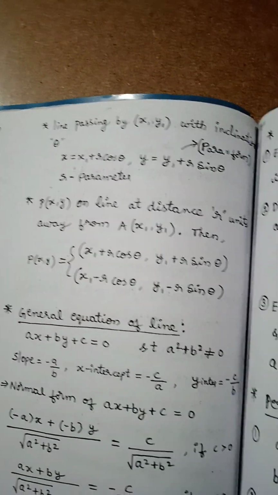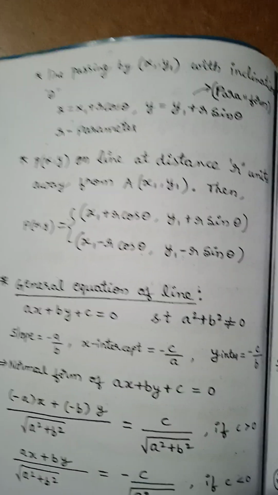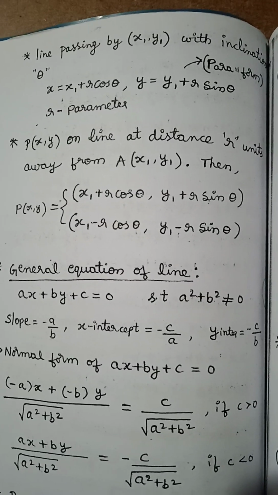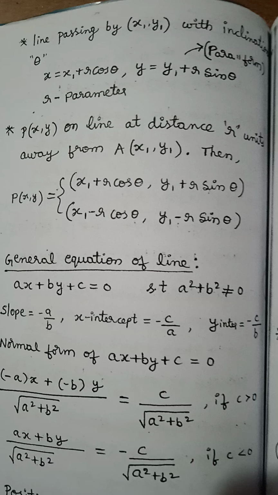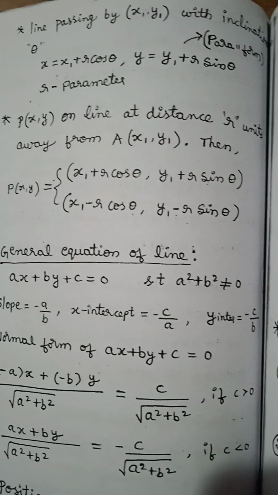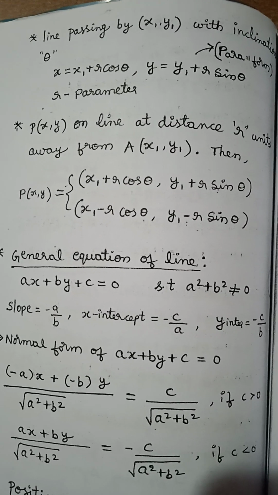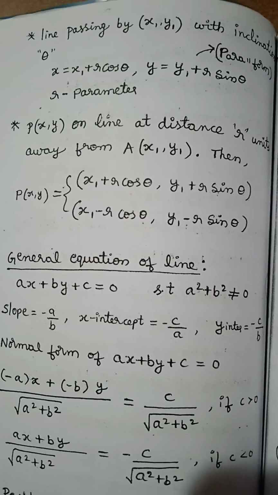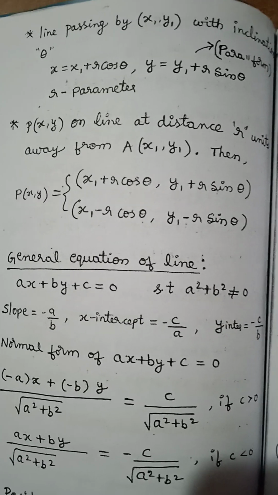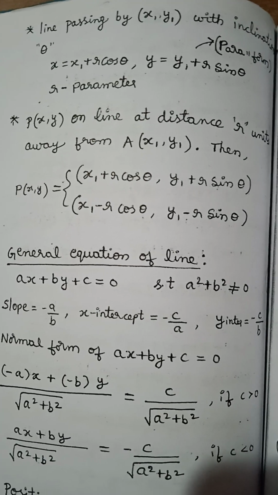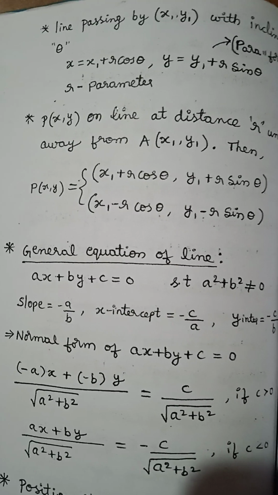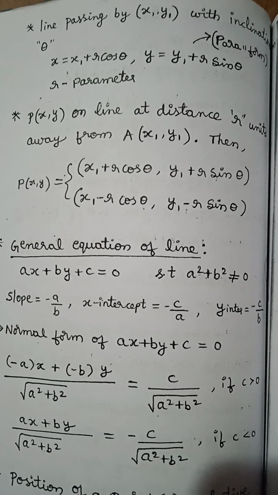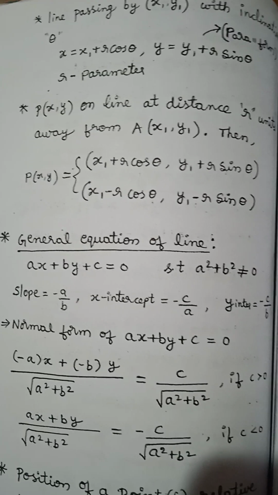Let us move on to parametric form. In parametric form, the line passing through x1 y1 with inclination theta, then the coordinates x equal to x1 plus r cos theta, y equal to y1 plus r sin theta, where r is the parameter. Suppose P is a point on the line which is r units away from the point x1 y1.